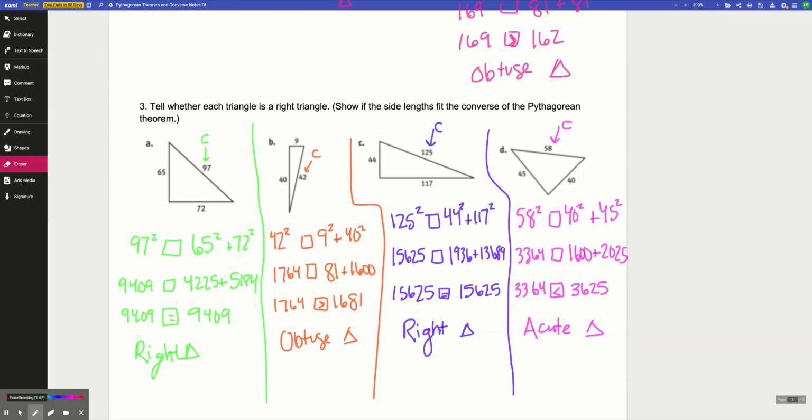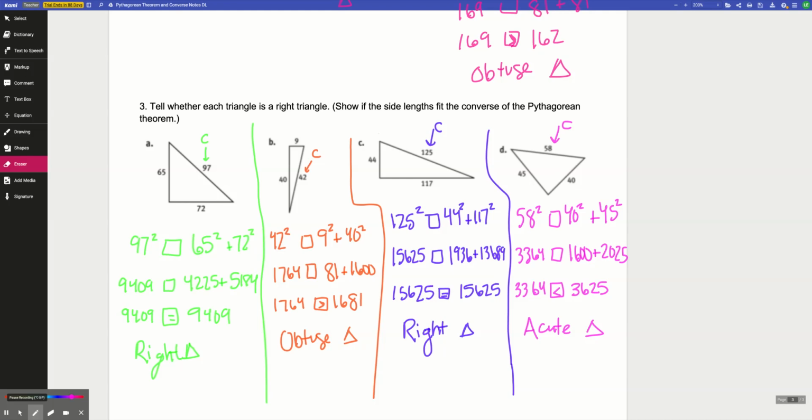And then for the last one, I ended up with an acute triangle. 58 was the longest side length, so that's C. Then I have A and B, 40 and 45. Square all of those numbers, add the squares of 40 and 45, and what I ended up with was that the square of 58 was actually less than the sum of the squares of the other 2. 3,364 is less than 3,625. So that means since the hypotenuse value gives you a less than, then you have an acute triangle.